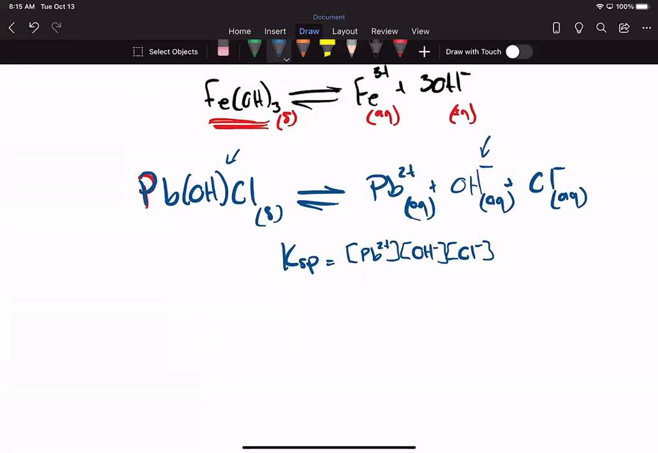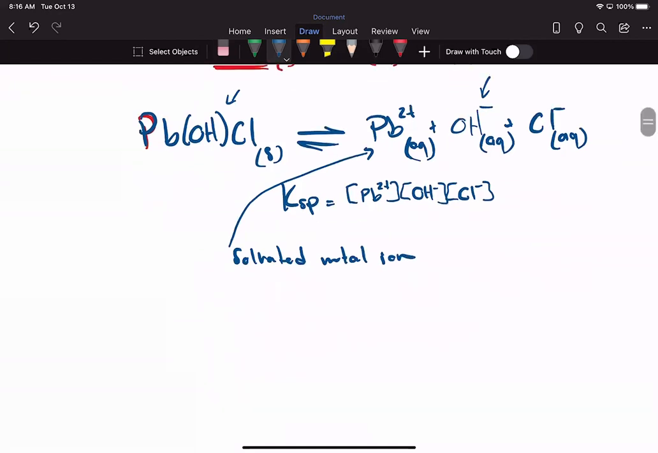As we did talk about this slightly in chapter 14, we talked about solvation spheres. So this here we would consider a solvated metal ion, where we have what we call a solvation sphere around that. So here we would have lead 2 plus, and then that would simply be surrounded by some water molecules.